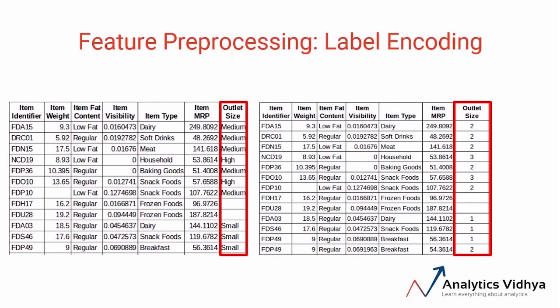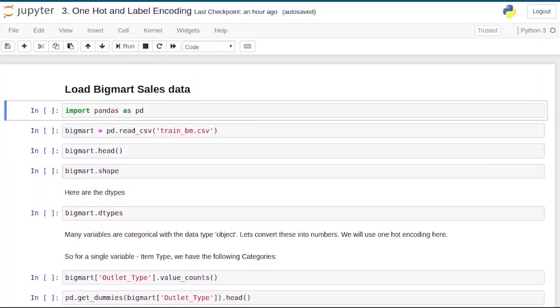In this case, instead of creating three different columns, we'll just replace the categories in the same column by numbers. As you can see in this example, we have numbers 1, 2, and 3 for small, medium, and high respectively. 1 for small, 2 for medium, and 3 for high. In this way, we are preserving the order information of the variable, along with encoding it in numbers. So let's go and open our Jupyter notebook and try these techniques, one-hot encoding and label encoding.